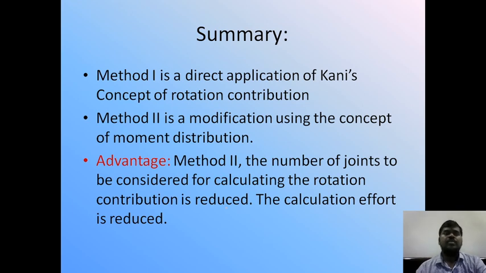So the summary of this video is that method 1 is the direct application of Kani's concept of rotation contribution. And method 2 is the modification using the concept of moment distribution. Out of 1 and 2, method 2 has an advantage over method 1. The number of joints to be considered for calculating the rotation contributions is reduced by using the second method. Hence the calculation effort is also reduced.